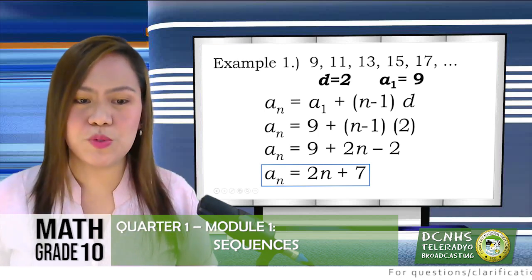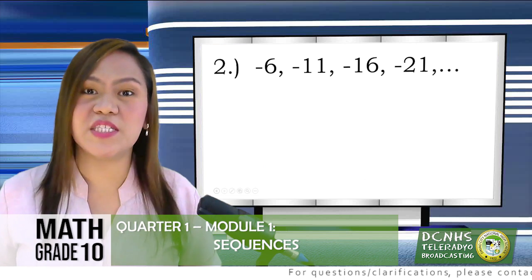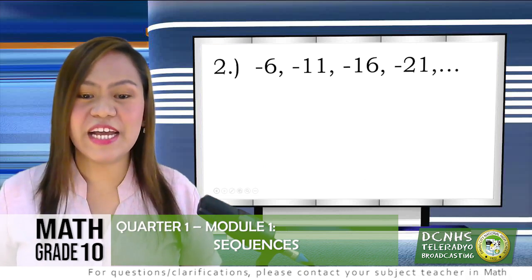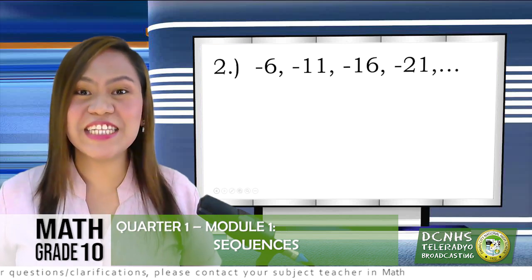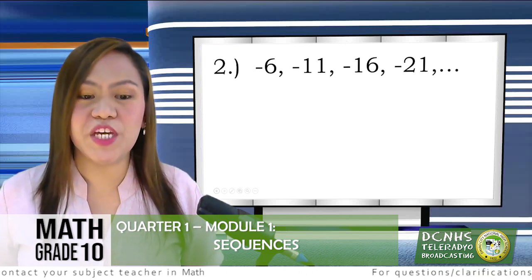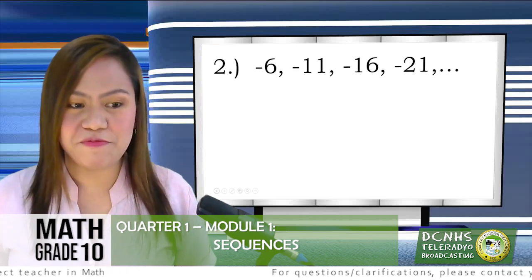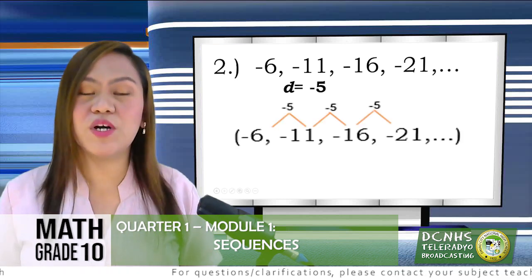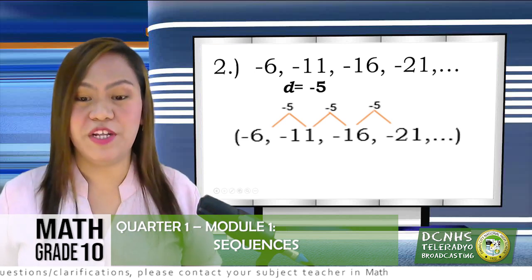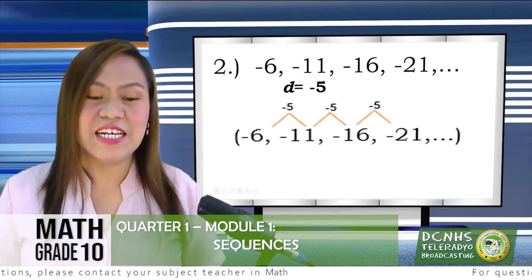Example number 2. Given the sequence negative 6, negative 11, negative 16, negative 21, and so on. The difference between each term is negative 5, so d is equal to negative 5, while the first term, a sub 1, is equal to negative 6.